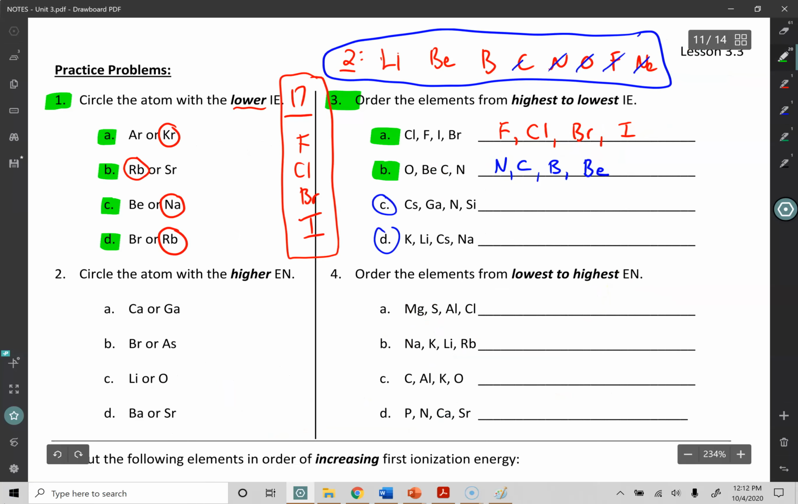We are back into the practice problems. Go ahead, try out question 2A through D. Again, compare locations on the periodic table. Do not just look up answers on table S.